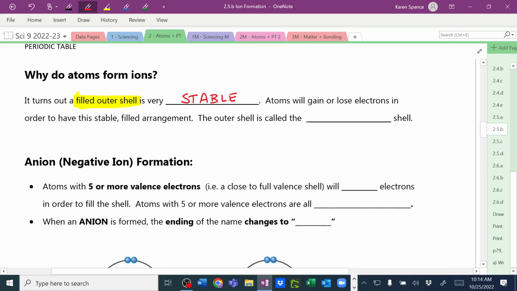Okay, atoms will gain or lose electrons in order to have this stable filled arrangement. Here's a new vocab word. The outer shell is called the valence shell. Valence. You'll hear that word a lot. Okay.